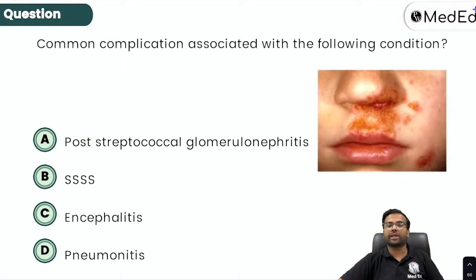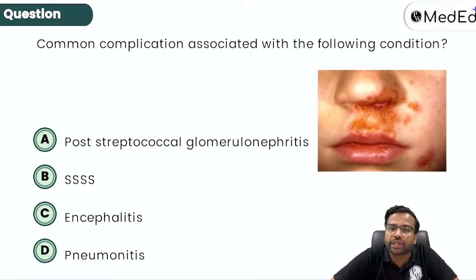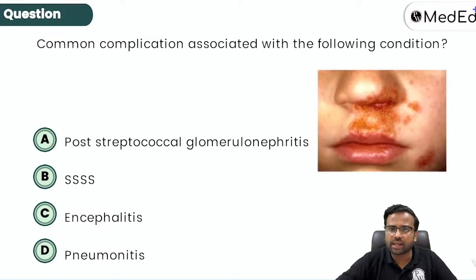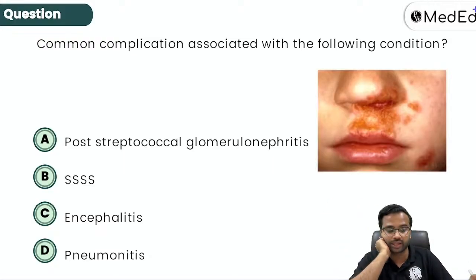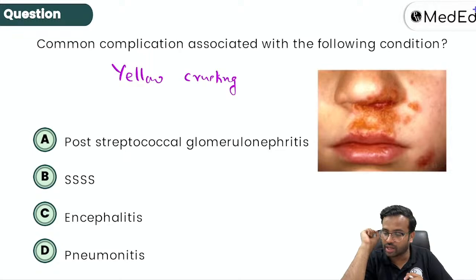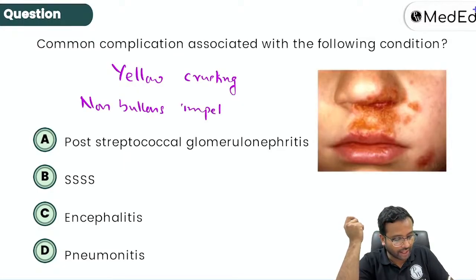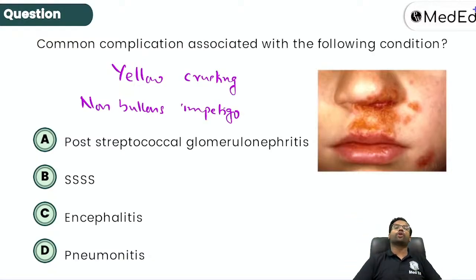What is a common complication that is associated with the following condition? So here once again you can see lesions around the lips or on the face, and the color that comes to your mind directly when you see this lesion is a yellow crusting, isn't it? So in which disease do you see a yellow crusting? Yellow crusting can be seen in cases of impetigo. Which impetigo? Non-bullous impetigo. So in cases of non-bullous impetigo, what is the complication that is associated?